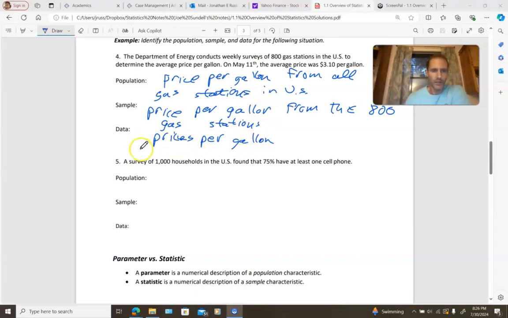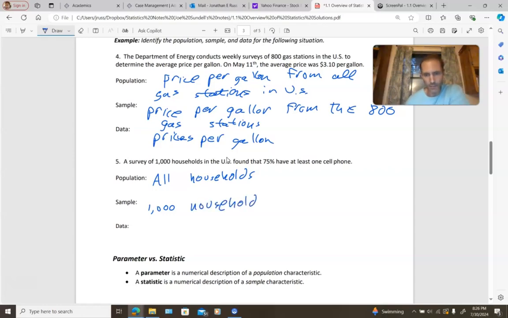All right, so let's look at number 5. It says a survey of 1,000 households in the U.S. found that 75% have at least one cell phone. So the population here, guys, is going to be all households in the U.S. And then the sample is the 100, or excuse me, not 100, but 1,000 households. And we say that these 1,000 households are sampled.